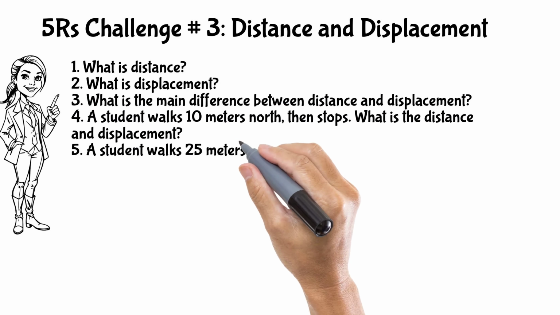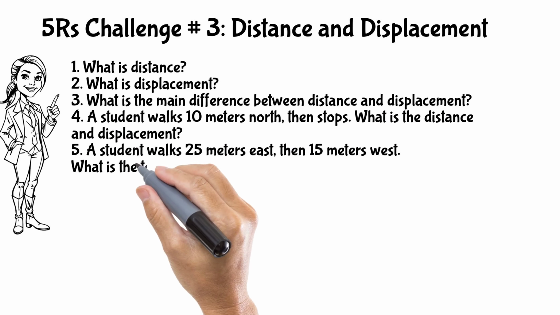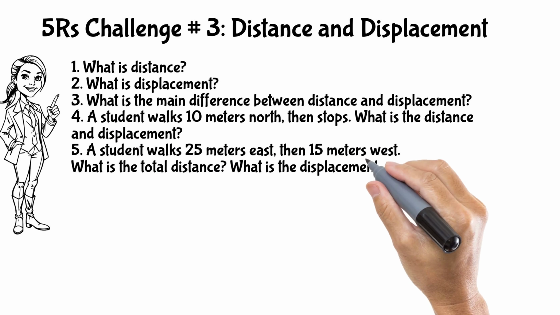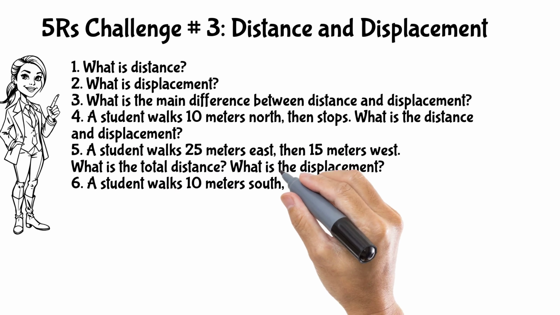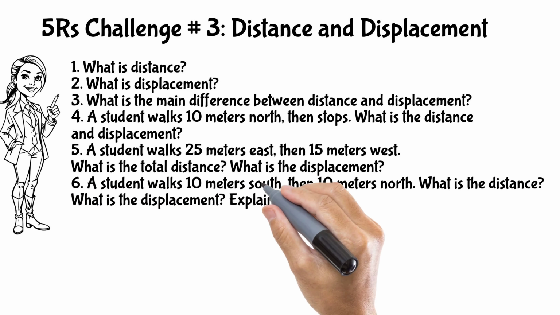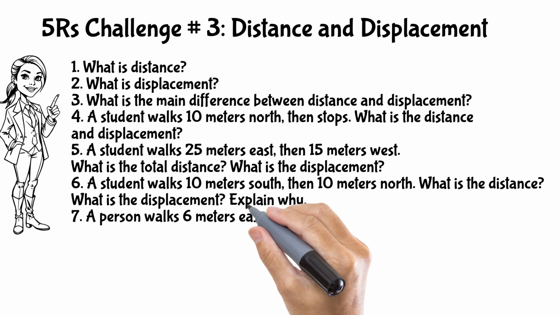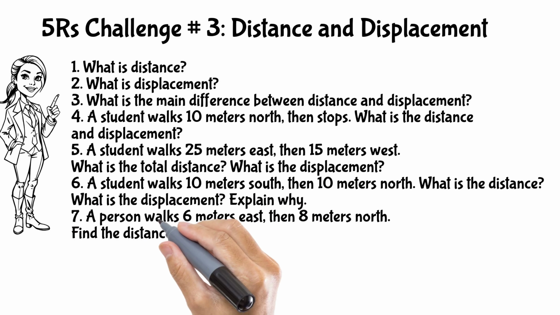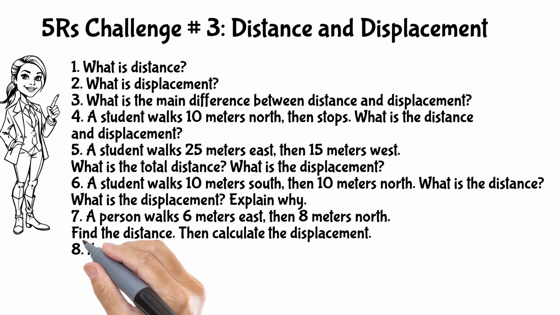4. A student walks 10 meters north, then stops. What is the distance and displacement? 5. A student walks 25 meters east, then 15 meters west. What is the total distance? What is the displacement?